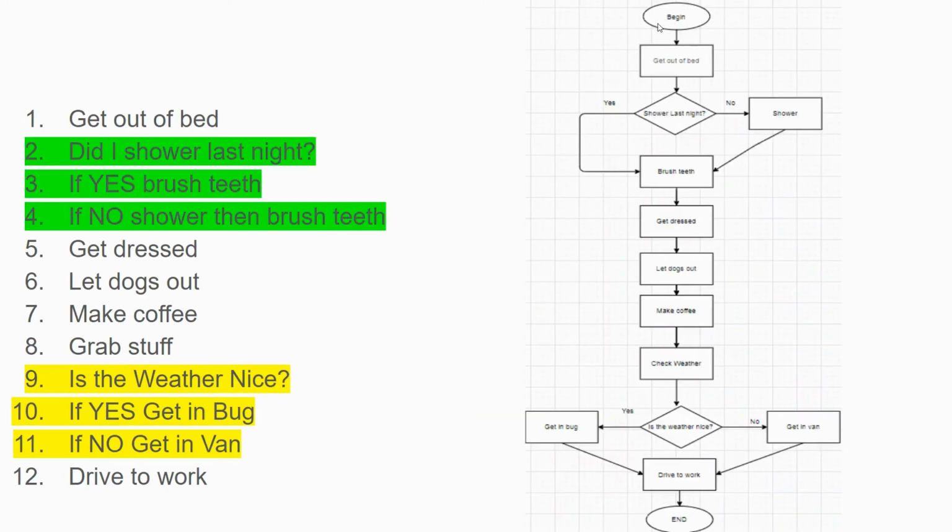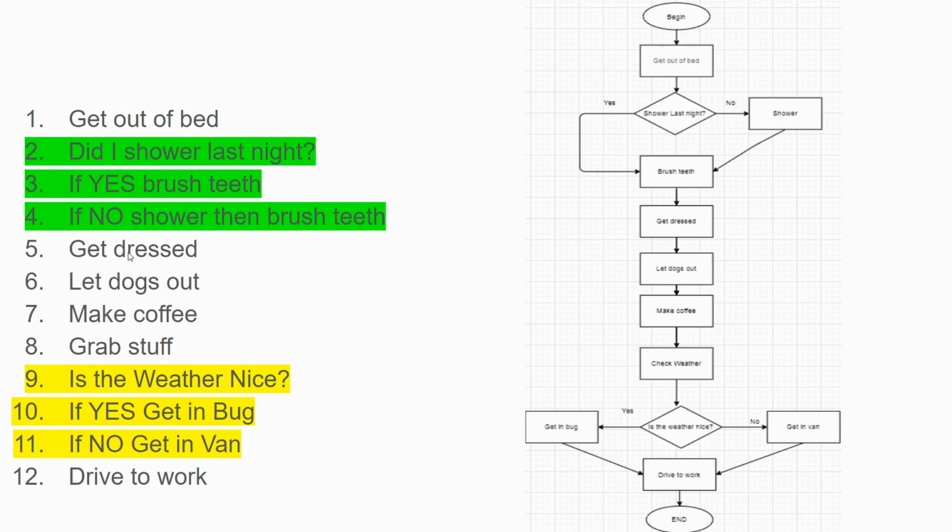And so it would look like this. I've got two conditionals here. Notice that my oval says begin. It does not say get out of bed. It says begin. I can put start there as well. And then my first action, get out of bed, is in a rectangle. Then my question, my conditional, did I shower last night, goes in the rhombus. It has two arrows, a yes arrow and a no arrow. If yes, then I skip the shower and go straight to brush my teeth. If no, I shower first, then brush my teeth.